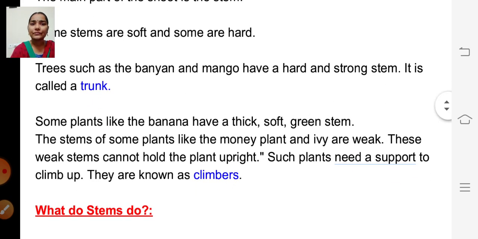Green stem. And some plants like money plants do not have thick stems, so they need some support to climb, and they cannot stand upright because they have weak stems. So these plants need some support to climb up. And these plants are called climbers.